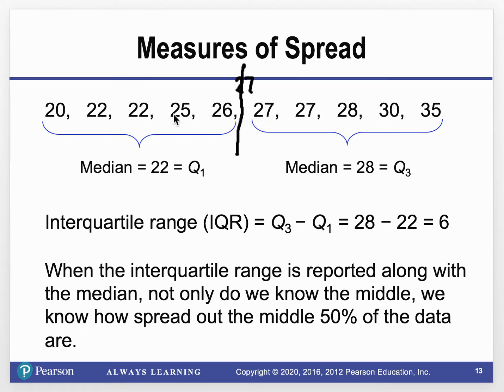And then on the first half, I find the median again. So right here is the median for this half. And on the second half, I find the median. And then if I subtract these two numbers, this is where the 28 minus 22 is. That's called the interquartile range, right? And so here it is, interquartile range, or IQR.